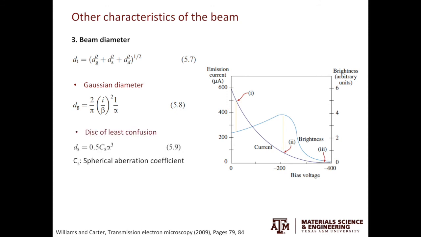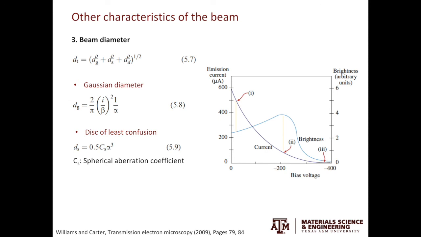ds is called the disk of least confusion. It is a function of Cs, the spherical aberration coefficient, and α, again the convergence semi-angle. If we are able to reduce Cs, the spherical aberration coefficient, then we can effectively reduce ds. This, in fact, is what the modern aberration-corrected STEM is able to achieve. The probe size is refined by nearly removing the ds term.